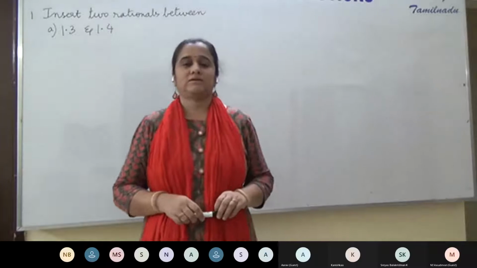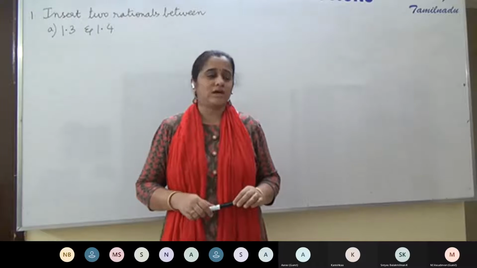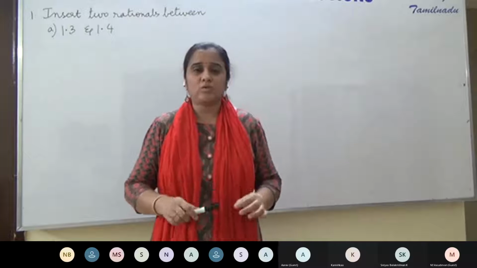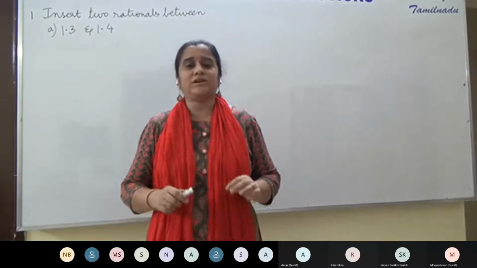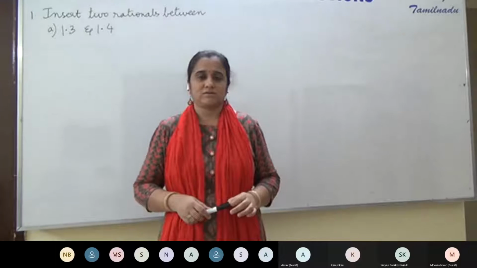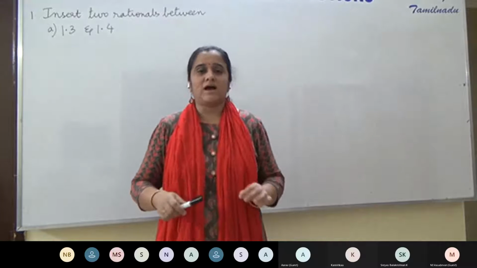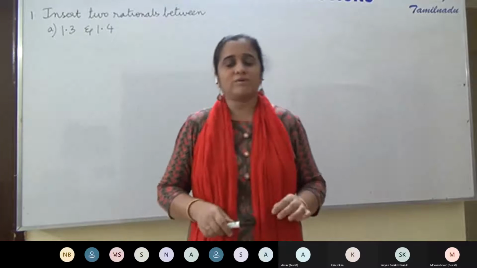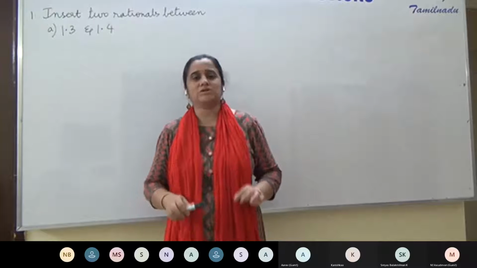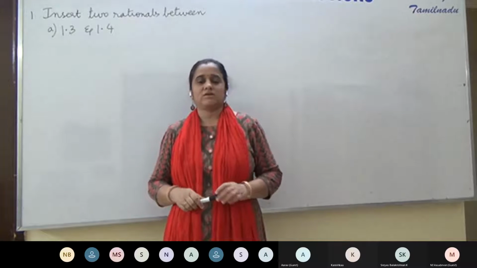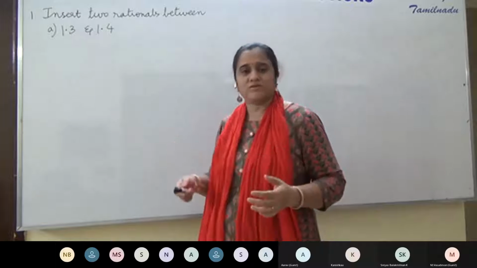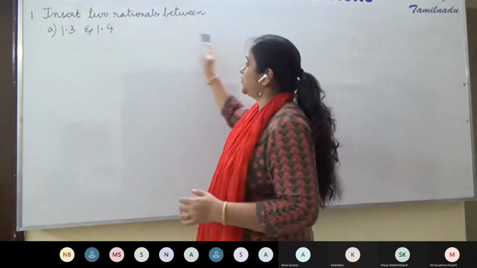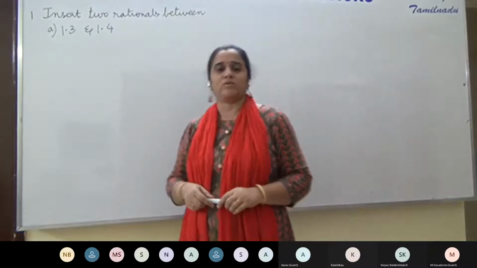So tell me, between two rational numbers, there are infinitely many rational numbers. There are infinitely many rational numbers lying between two rational numbers. Of those infinitely many, we need to just insert two rational numbers between 1.3 and 1.4.